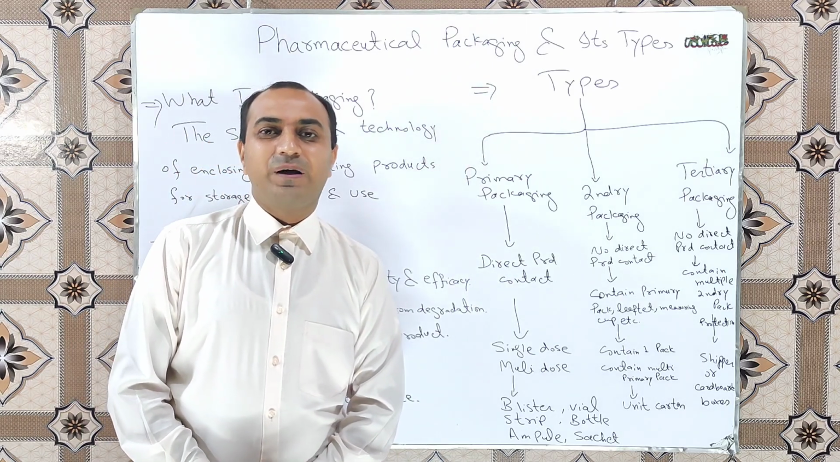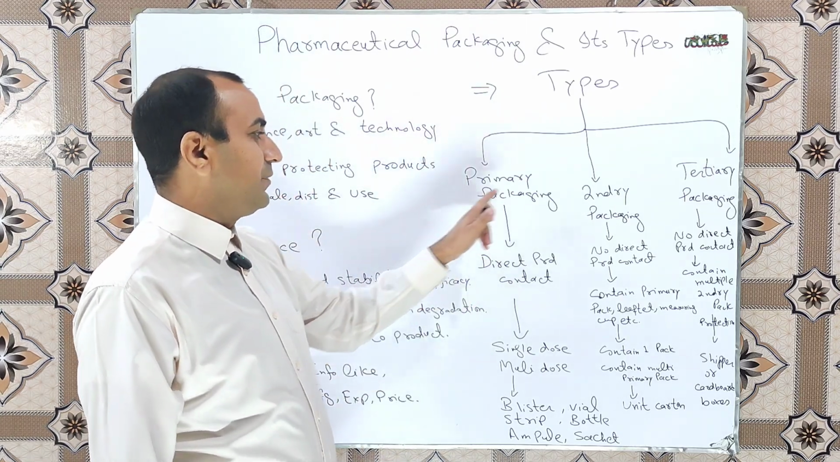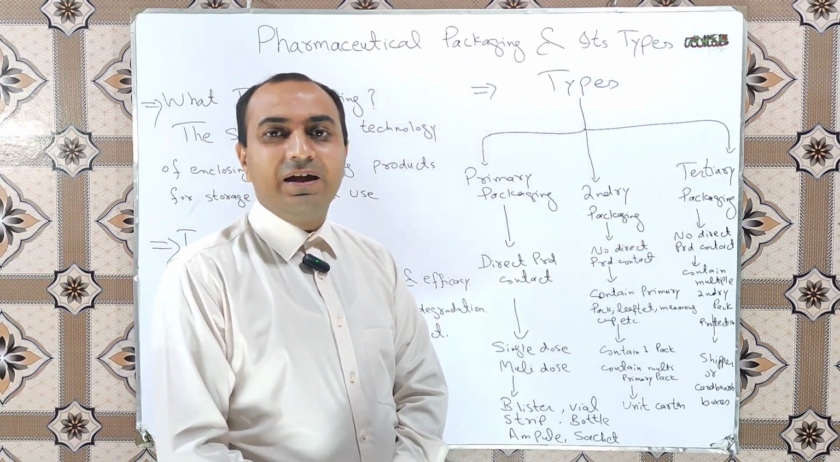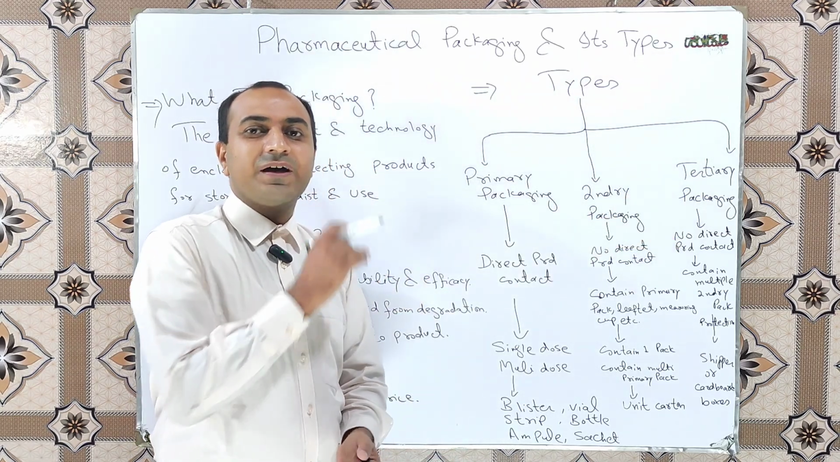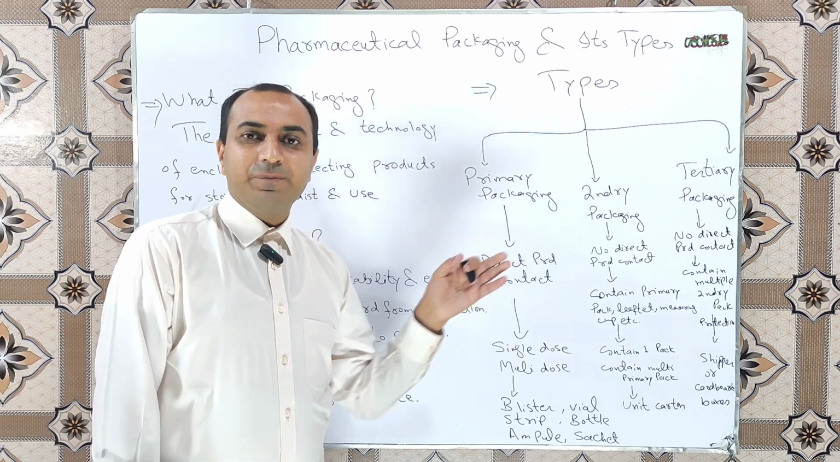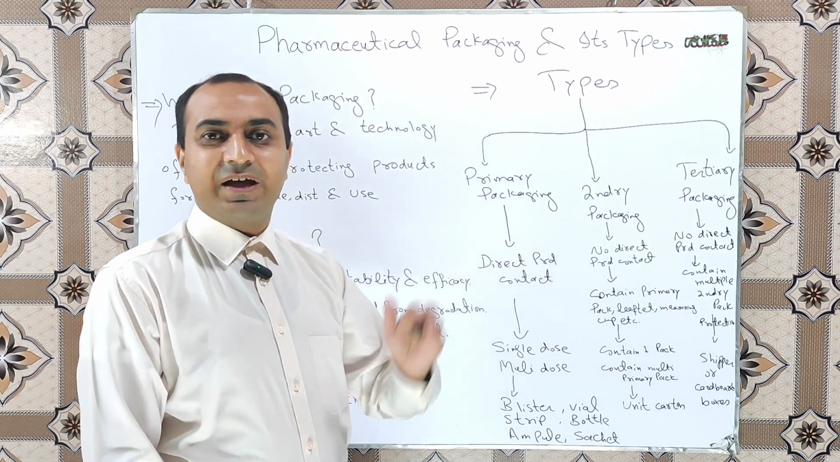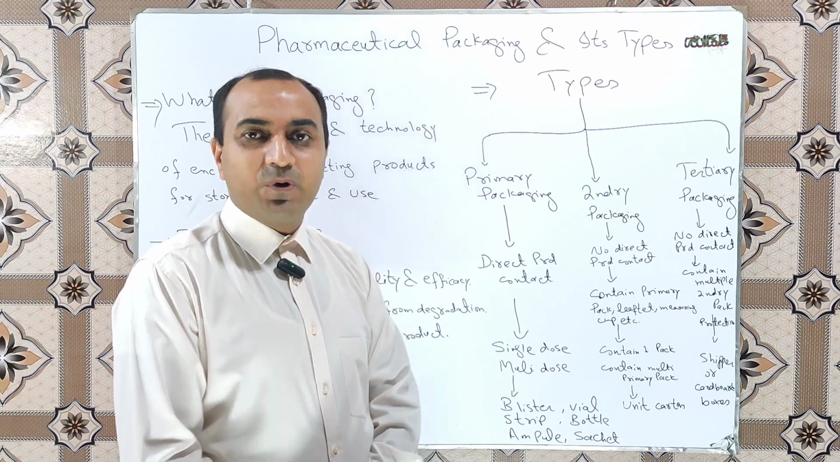Now, what are the types of pharmaceutical packaging? There are three types of pharmaceutical packaging. First one is primary packaging, second one is secondary packaging, and third one is tertiary packaging. So what is primary packaging? Primary packaging is the type of pharmaceutical packaging which has direct contact with the product.